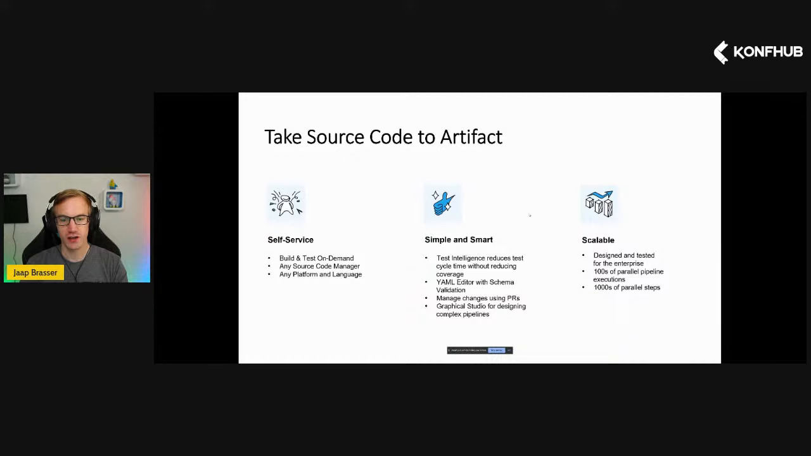The simple and smart one is test intelligence. That is the functionality that allows you to smartly select which tests from the test suite should run based on the changes in the code. Editing inside of a GUI is also a possibility. There's a YAML editor available, but if you're more comfortable with a GUI, we have a pretty sweet GUI as well to build out your pipelines.